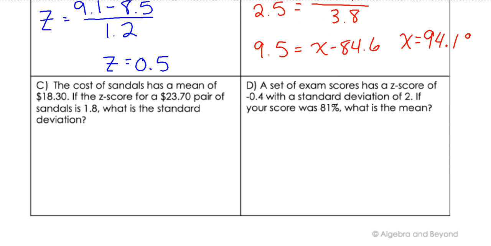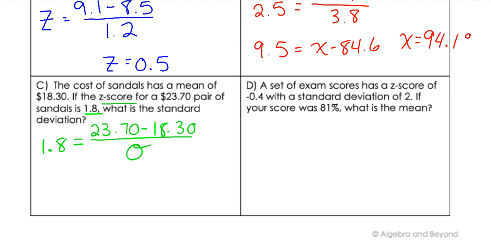All right, let's look at this next one. This time it says the cost of sandals has an average, or mean, of $18.30. If the z-score for a $23.70 pair of sandals is 1.8, what's the standard deviation? So they're telling us that the z-score is 1.8, so we know that it equals 1.8. And we know that the sandals cost $23.70 when the average is $18.30. We're trying to figure out what standard deviation would produce that z-score.